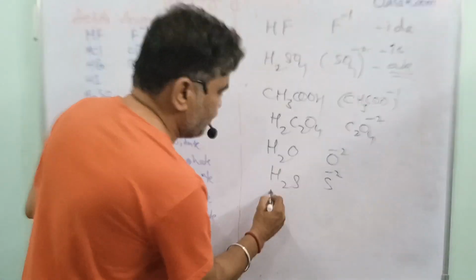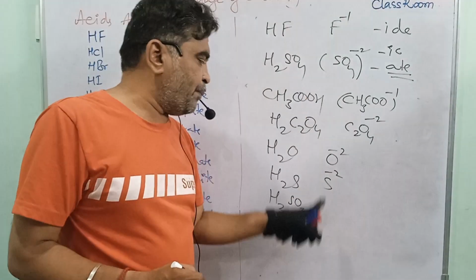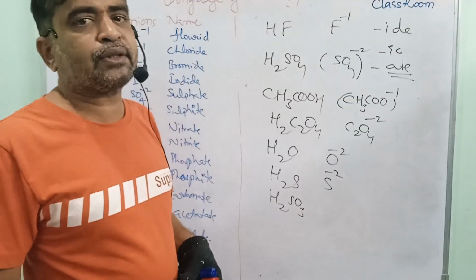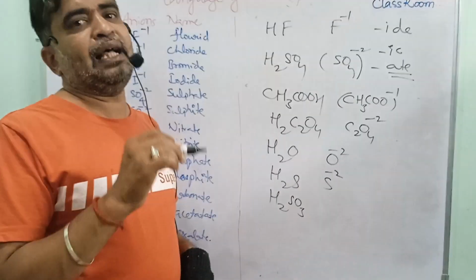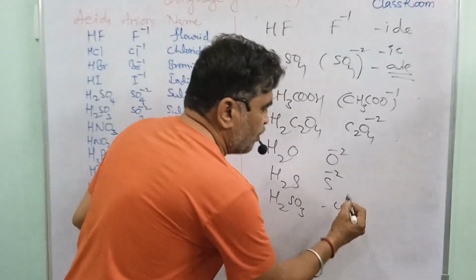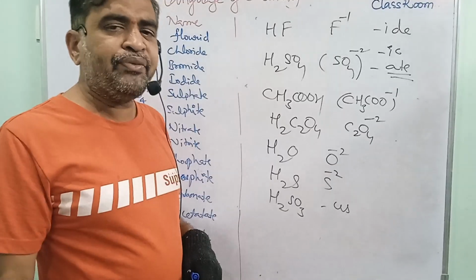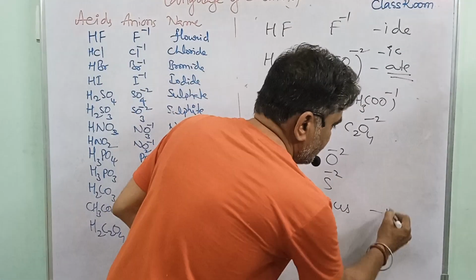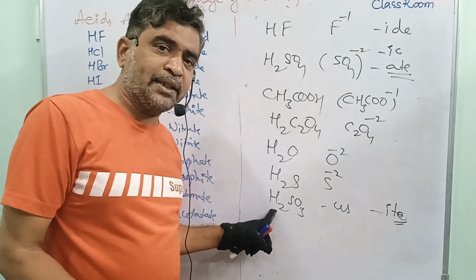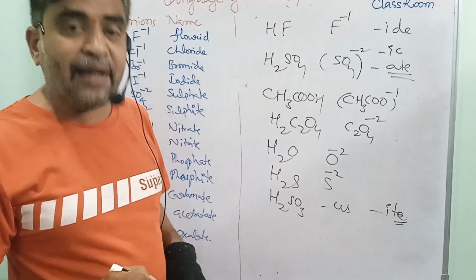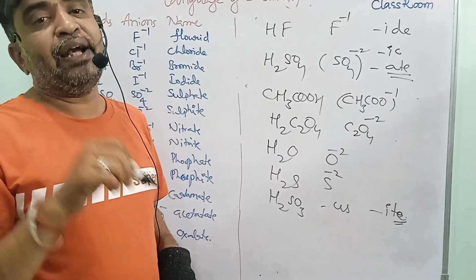For example, one more, let's see H2SO3. This has a smaller number of oxygens, so this acid is called an ous acid. Sulfurous acid, nitrous acid. The acid ends with the ous sound. If the acid ends with the ous sound, the anion ends with the ite sound. So what is the anion? It is ite. For example, sulfurous acid gives sulfite. Nitrous acid, nitrite. Phosphorous acid, phosphite. Like that we are writing.